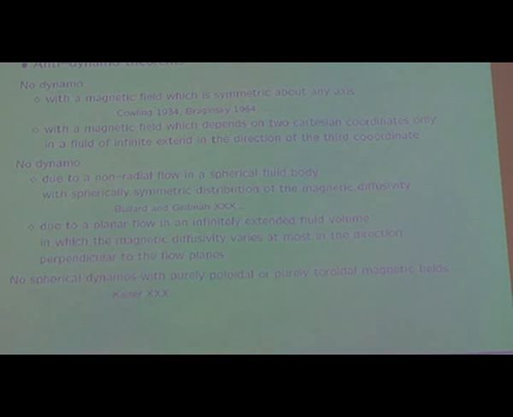I defined the dynamo by the requirement that it should maintain the magnetic field over arbitrary times. In that sense, I said it should not go to zero if time goes to infinity. So that is the definition of dynamo. Of course, I have cases where I have slowly decaying fields. We don't consider this situation as a dynamo.